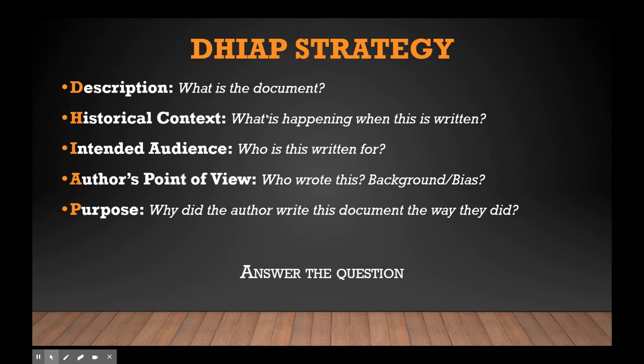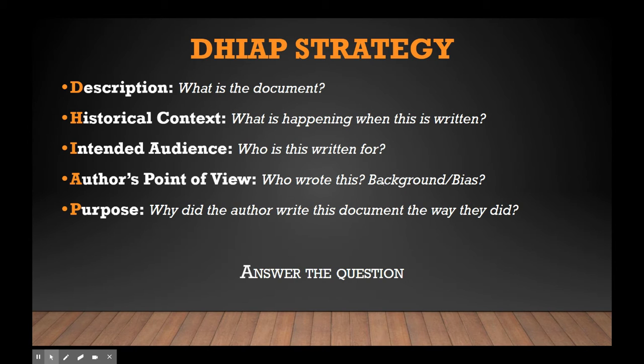And then the types of questions you need to ask yourself are: what is the document just generally? What is it? Historical context: what is happening around the time that this document is written, especially where this document is written? Now, the important thing to realize is the intended audience, which is who this is written for, and then the author's point of view. So, who wrote this? How do they view things? And we're looking for things like background and bias.